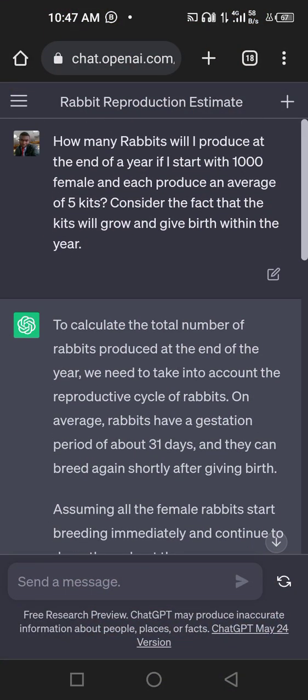Okay, here it is. I said, how many rabbits will I produce at the end of a year if I start with 1,000 female and each produce an average of 5 kids? Now consider the fact that the kids will grow and give birth within the same year. Now look at the answer ChatGPT gave me.